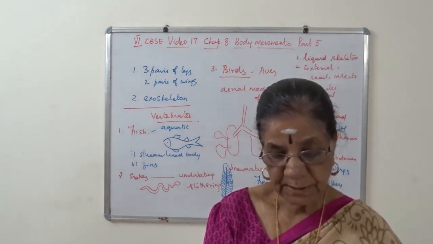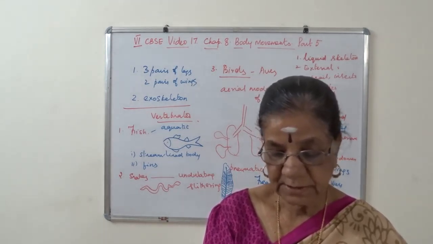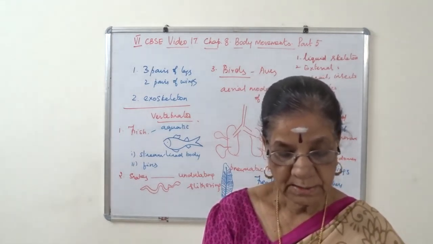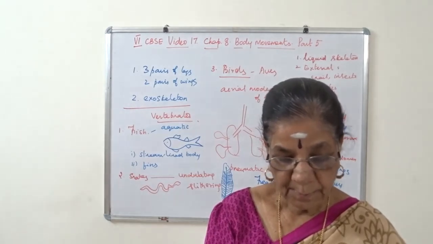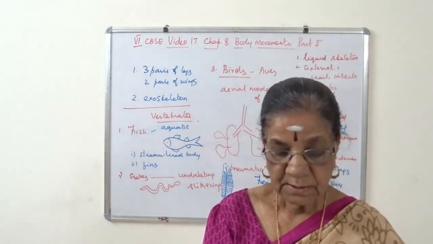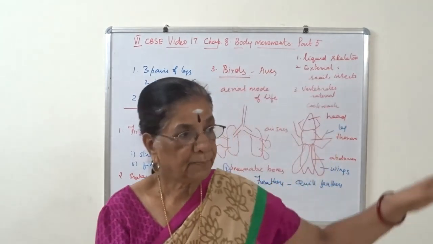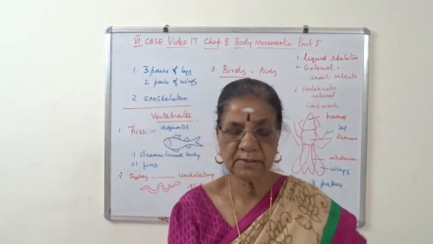Now in flapping, the wings are actively flapped up and down to propel the bird forward or maintain balance. The wings spread out well, and then after flapping you keep them straight.